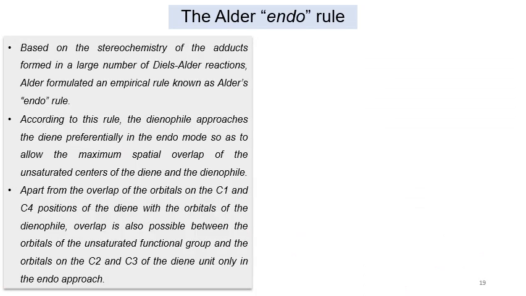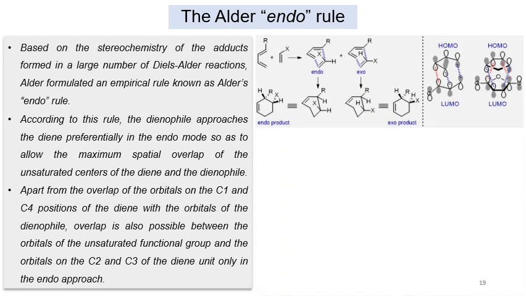So what is the Alder's endo rule? According to this rule, the dienophile approaches the diene preferentially in the endo mode, so as to allow the maximum spatial overlap of the unsaturated centers of the diene and the dienophile. Other than this, there is an overlap of the orbitals on the C1 and C4 positions of the diene with the orbitals of the dienophile.